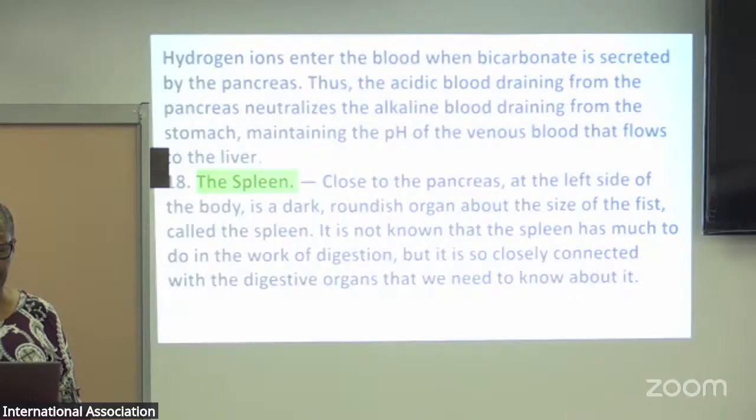The spleen. Close to the pancreas, at the left side of the body, is a dark, roundish organ about the size of a fist called the spleen. It is not known that the spleen has much to do with the work of digestion, but it is so closely connected with the digestive organs that we need to know about it.